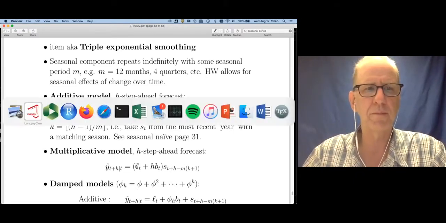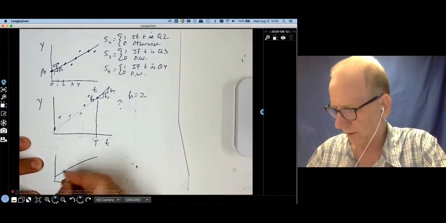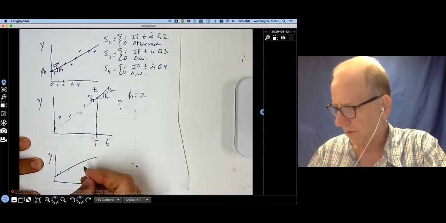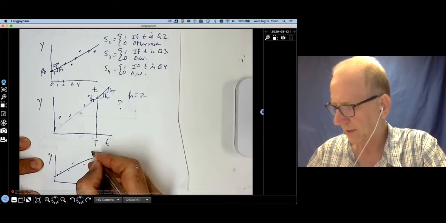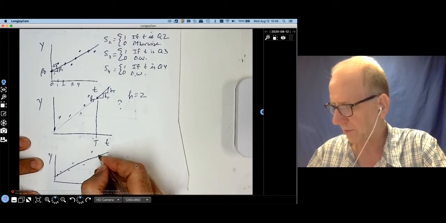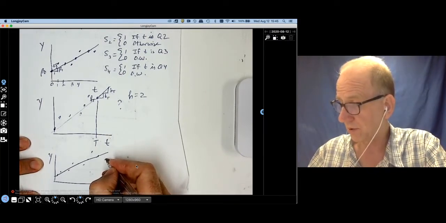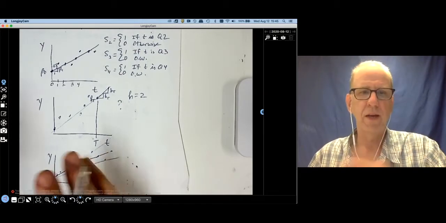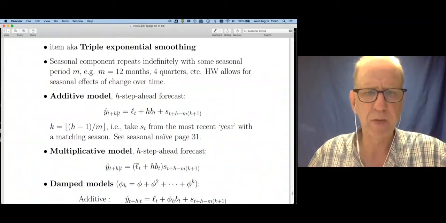Remember that the multiplicative model often looks something like this, where the seasonal effects start out small, but then as my Y values increase, the seasonal values get exaggerated. And they get exaggerated as I go further out. And that's like the 10 versus 50 thing that I was just talking about. So it's like the seasonal effects fan out as my Y gets bigger.